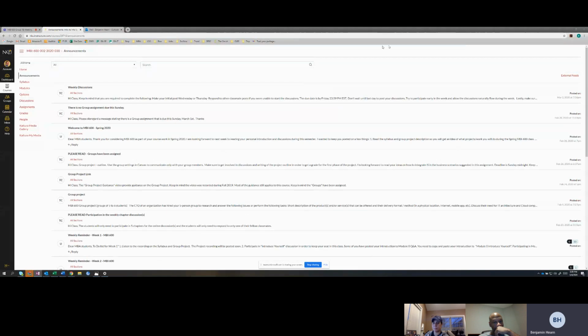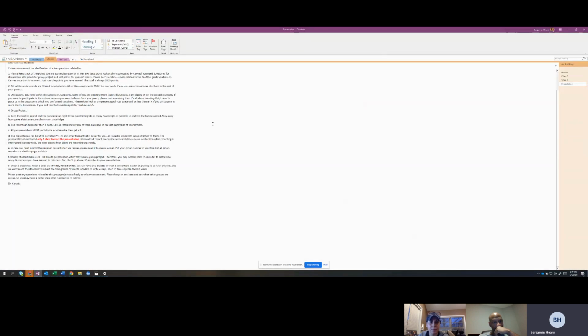Here we go. This is what I was looking for. These are the requirements the professor put out there. I actually had highlighted that. So she said, presentation can be MP4 or a narrated PPT or any other format that's easy for you, but it has to be one click. So if we were to all record our things separately, we would have to have a way to splice them together, which I don't know how to do.